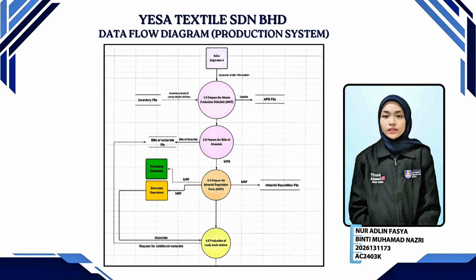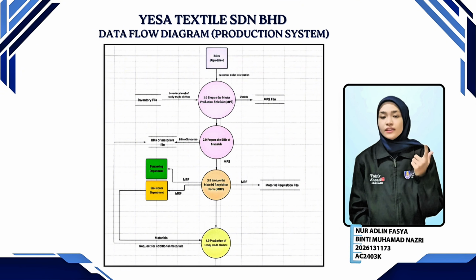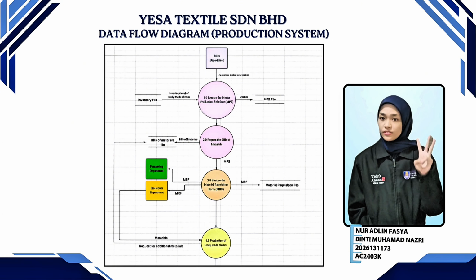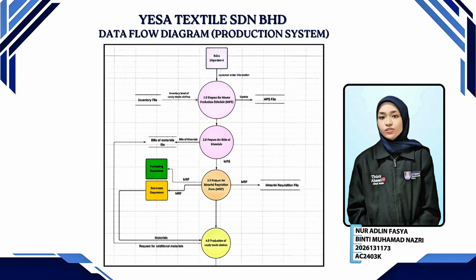Today I will be presenting the data flow diagram, DFD, for the production system of ESL. This DFD illustrates how data flow through the company's production cycle by showing the interaction between entities, activities, processes, data stores, and data flows. For a clearer explanation, I have divided the diagram into two parts. I will begin with the first three processes, which focus on production planning and material preparation.